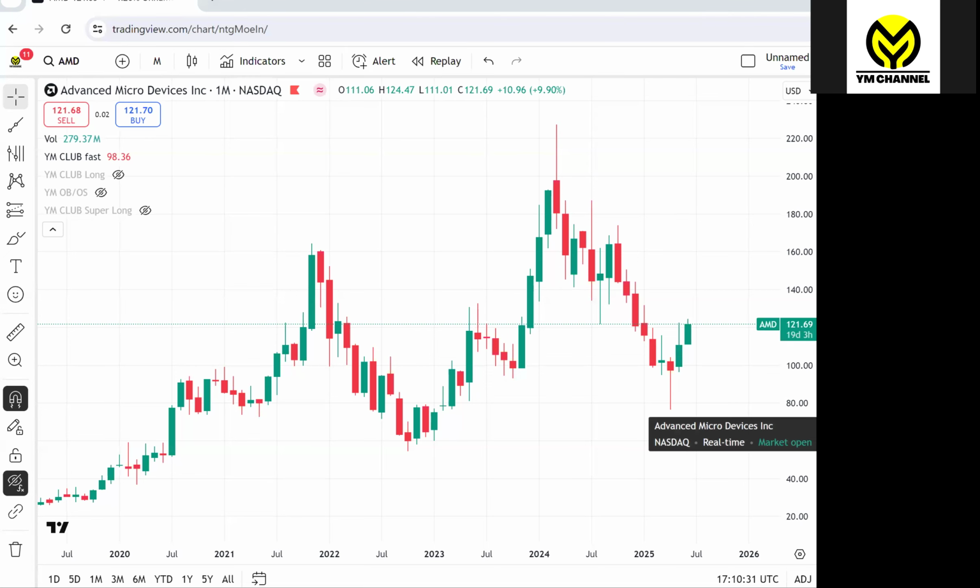The semiconductor has a new wave of the bull run. Today, I will give you the chart for the monthly chart. We will cover AMD and NVIDIA.